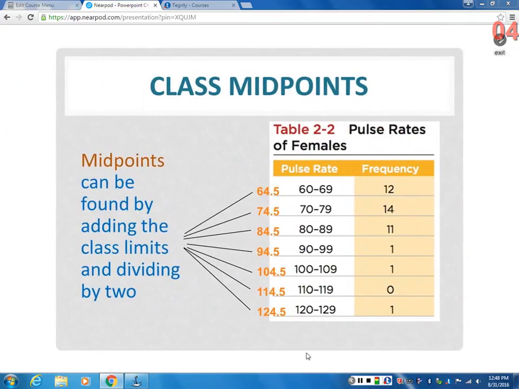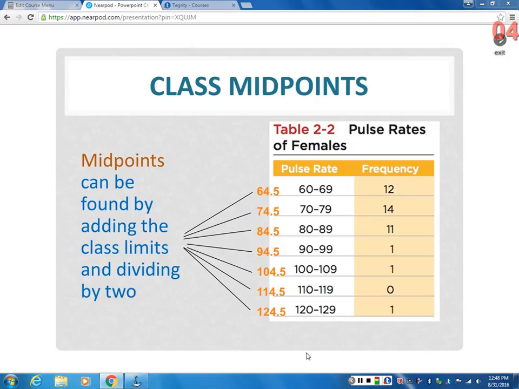Sometimes we represent the class by its midpoint because if we make a graph, it's much simpler to label the different categories by their midpoints if it's numerical data. The midpoint of 60 to 69 is 64.5 because there are 10 values from 60 to 69. The first 5 of those values would be 60 through 64, and the last 5 are 65 through 69. So halfway between the 4 and the 5 is where the class midpoint is.